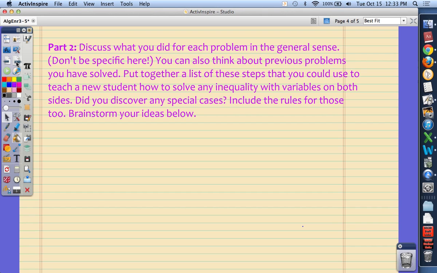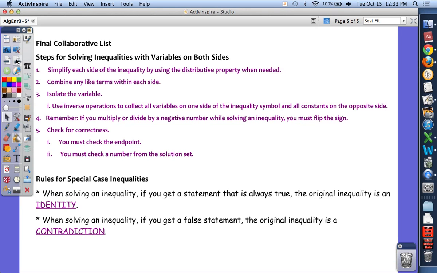Now that you've come up with your list of ideas, hopefully your list is going to have some of the stuff that I have here. Again, this is a collaborative list from the students in the past. So this is what they came up with if they were going to teach somebody how to solve an inequality with variables on both sides. Make sure you do have something in there about needing to flip the sign when you multiply by a negative. You definitely want to have that. And make sure you have your special cases as well, okay? So if it's always true, it's an identity. If it's never true, it's a contradiction. You're ready for your quick check.